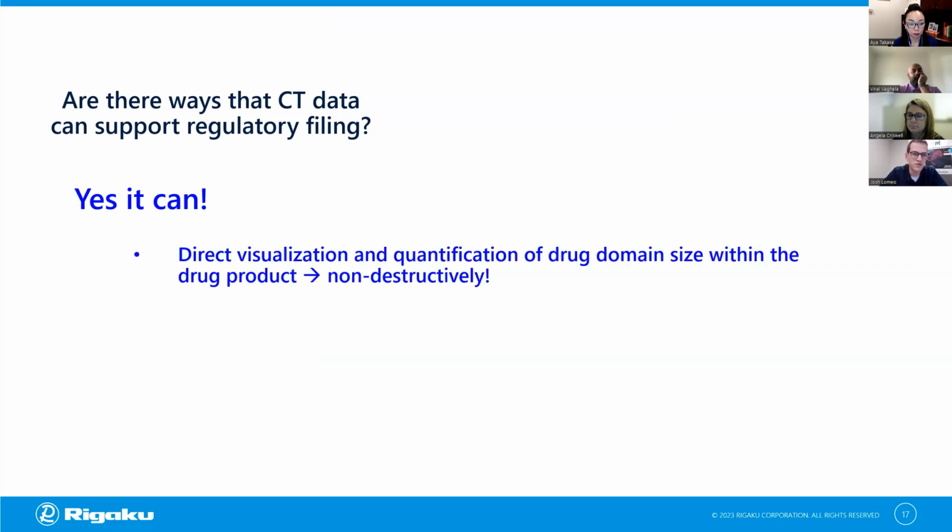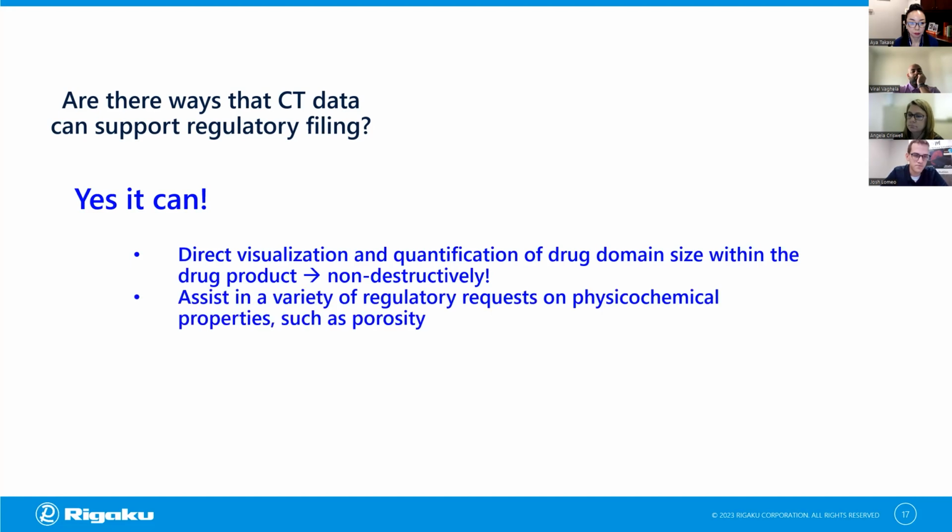So in general, when it comes to the FDA and regulatory agencies, a common application here is the visualization and quantification of drug domain size within the drug product. This is something that the CT technologies are very uniquely qualified for, as opposed to other techniques where we may need to, say, cut open the tablet, cut open the capsule. Here we can do all of this measurement non-destructively within the final dosage form. And that is frequently a request that we see from the agency.